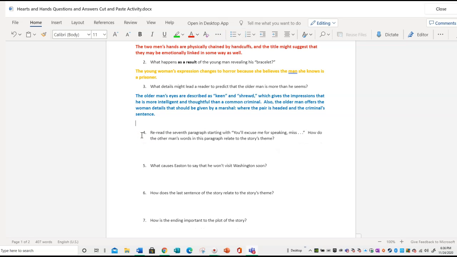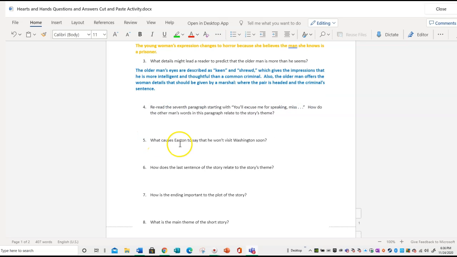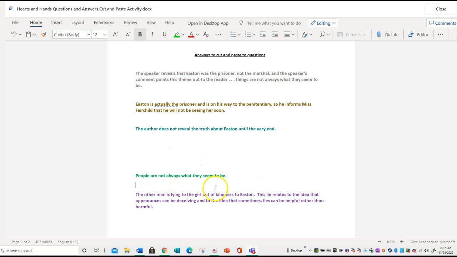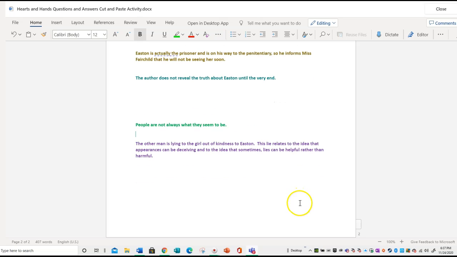Okay, 4. Reread the 7th paragraph, starting with, "You'll excuse me from speaking, miss." How do the other man's words in this paragraph relate to the story's theme? So in order to do that, I need to know the theme, which is sticking out to me. People are not always what they seem. But does that answer the question? No.